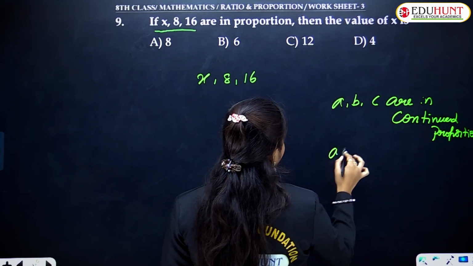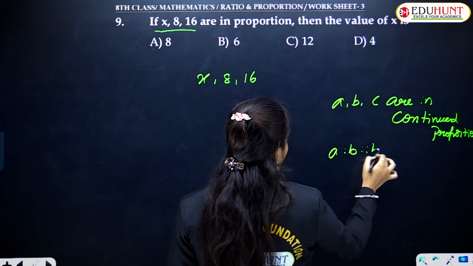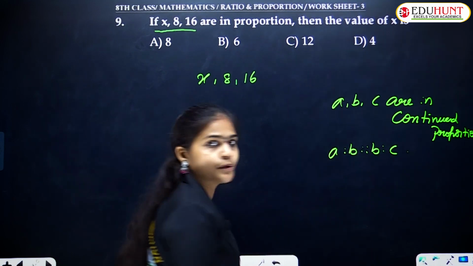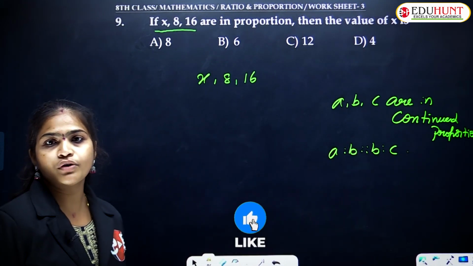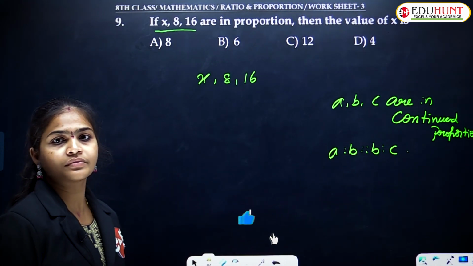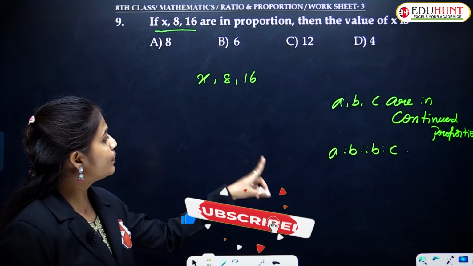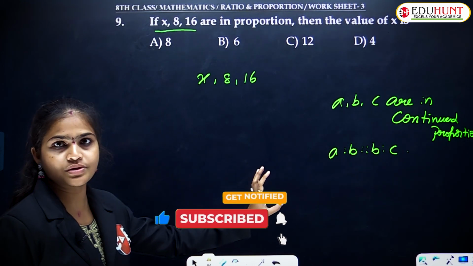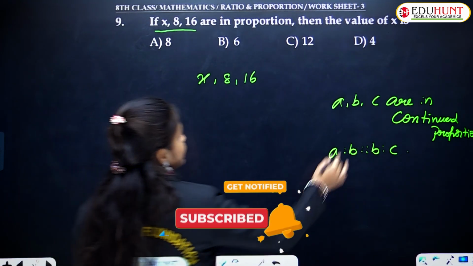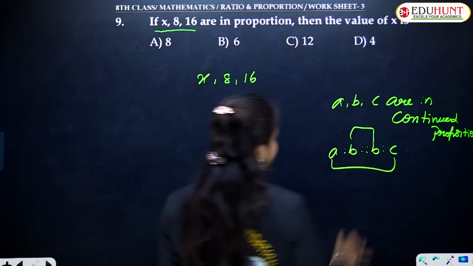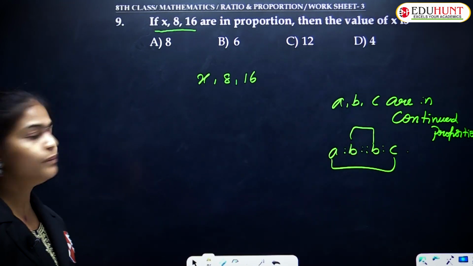Okay, from this one, A is to B as B is to C. Continued proportion, no? So from this one, what we need to find out here? A is to B as B is to C. Clear? So B square is equal to AC.